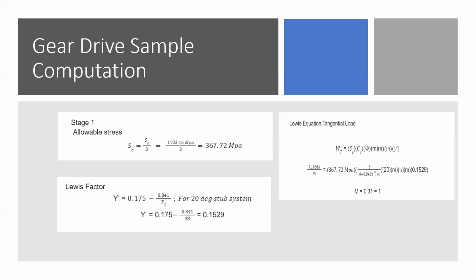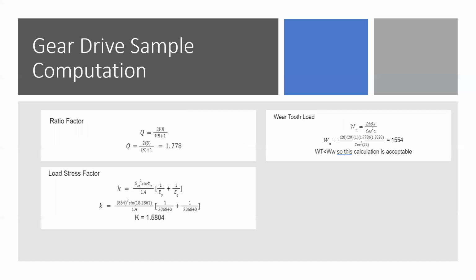Here we have WT equal to the allowable stress times the velocity factor times the pressure angle times pi times m and the Lewis factor. Next slide, please. Next, we will compute the pressure angle, which is cosine 25 equal to the tangent of pressure angle n over tangent 20. And then we will compute the radial load, which is equivalent to 33.53 newtons.